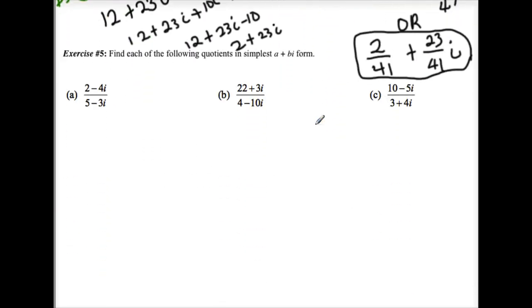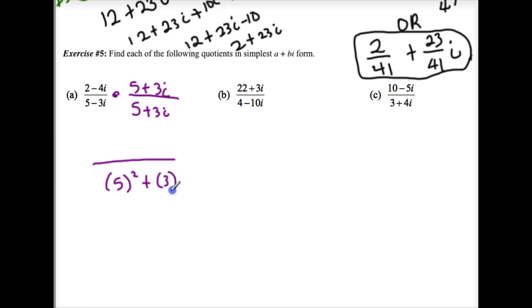Now we have 3 more to do. Let's see how we can get this done. Alrighty, so again, let's see how this works. I know it's a little long, but let's work on this. Again, I want to write the quotient in the simplest form. So multiply by the conjugate, which is 5 plus 3i. This becomes 5 plus 3i. Now multiply the bottom. The bottom will give me 5 squared, remember the shortcut, plus 3 squared.